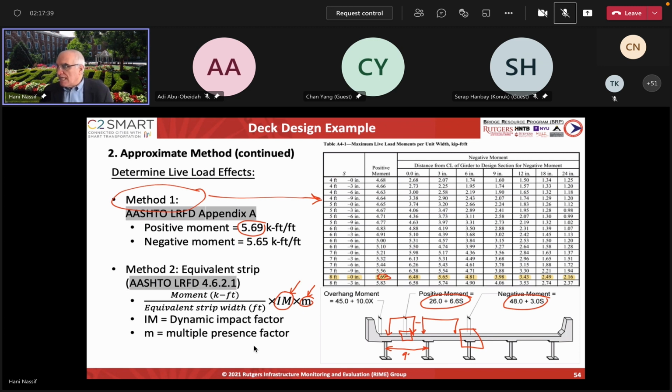Okay. So this is looking at the truck. This is the two wheel load. This is the wheel load, right? So for the deck design, you can see that it's not the whole truck. I mean, the whole truck is involved, but it's mainly the axle loads that are going to be controlling the moments and the shear, right?